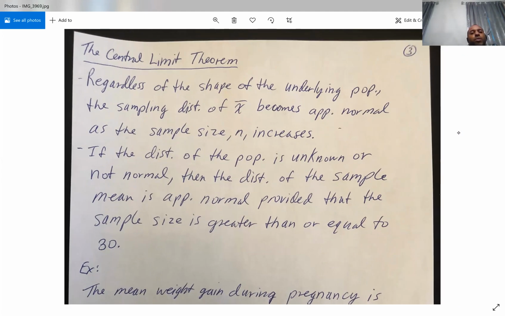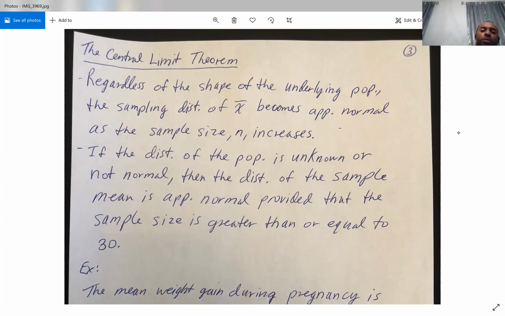All right, the next one, central limit theorem. We're still in section 8.1. Central limit theorem: regardless of the shape of the underlying population, the sample distribution of X bar becomes approximately normal as the sample size N increases. Remember, the reason this is important is that being a normal distribution means we can use our z-scores.